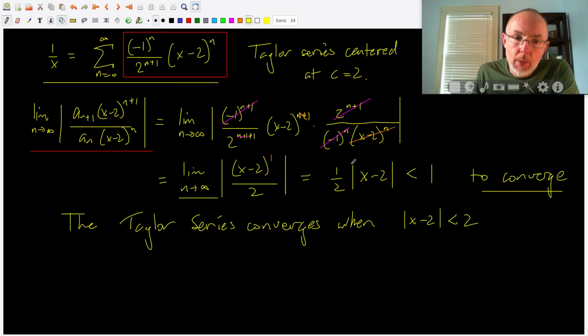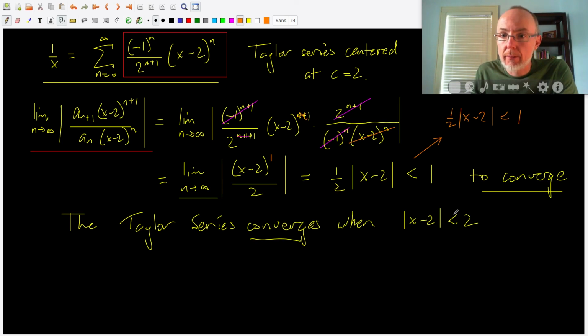So I can say that this Taylor series converges when, well, just multiplying both sides of that by 2, right? Because I've got a half of the absolute value of x minus 2 is less than 1. So I've just doubled everything. If I multiply left and right by 2, we end up with that.